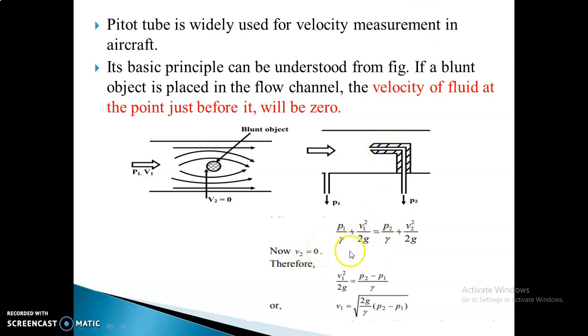So this equation becomes V1 squared by 2g is equal to P2 minus P1 divided by gamma. From the above equation, if you calculate V1, you will get V1 equals root of 2g by gamma times (P2 minus P1). So this is how we can calculate the velocity from the pressure measurement.